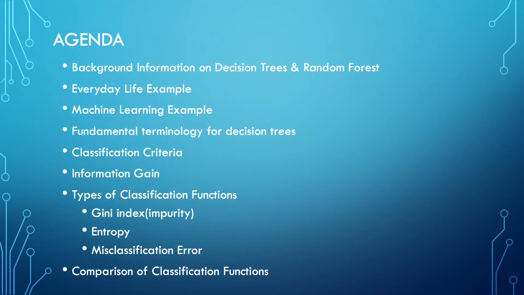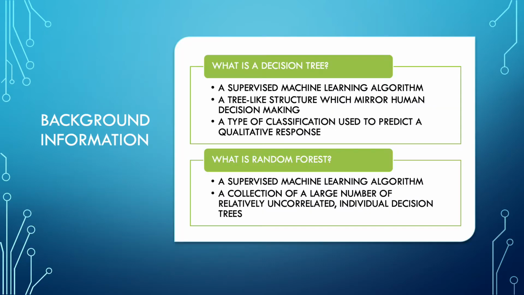Today we're going to cover decision trees and random forest and look at different types of classification functions or impurity measures. We're going to focus on Gini index impurity, entropy, misclassification error, and then we're going to wrap up with comparing them, looking at their advantages and disadvantages across the different classification functions and when we should use them.